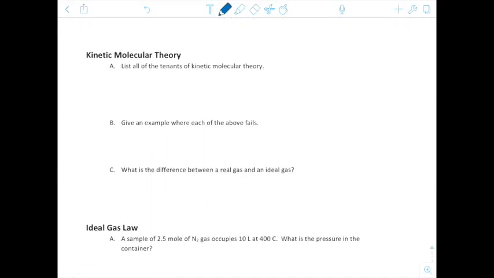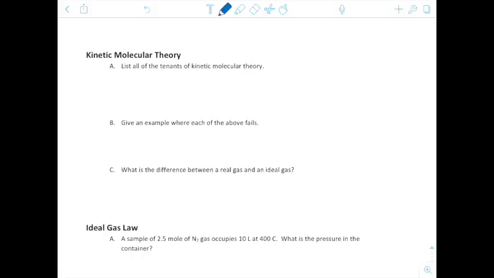Looking at the kinetic molecular theory, it says list all the tenets of the kinetic molecular theory. Number one, a gas consists of small particles traveling in a straight line motion and obeying Newton's laws of motion. Two, molecules of gas have zero volume. Three, collisions between gas molecules have zero energy transfer. Four, there are no attractive or repulsive forces between the molecules. And five, the average kinetic energy of a molecule is defined by 3 over 2 kT. Those are the tenets of the kinetic molecular theory, the postulates that we have.